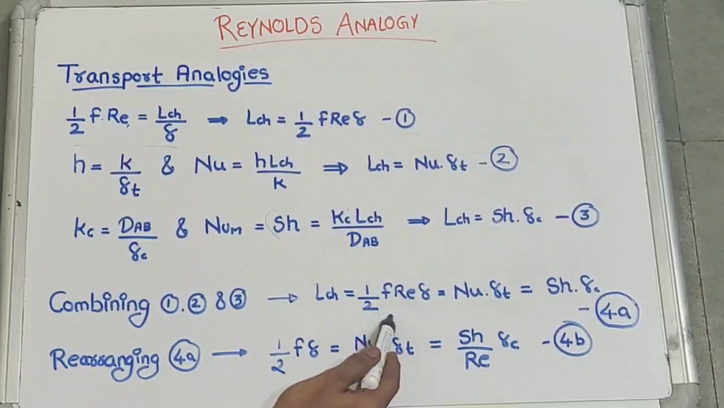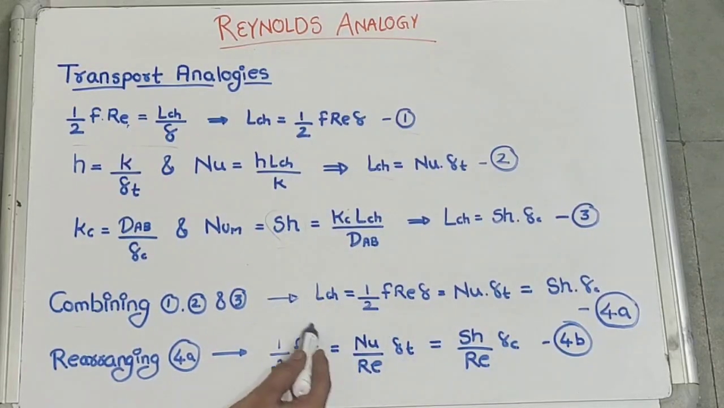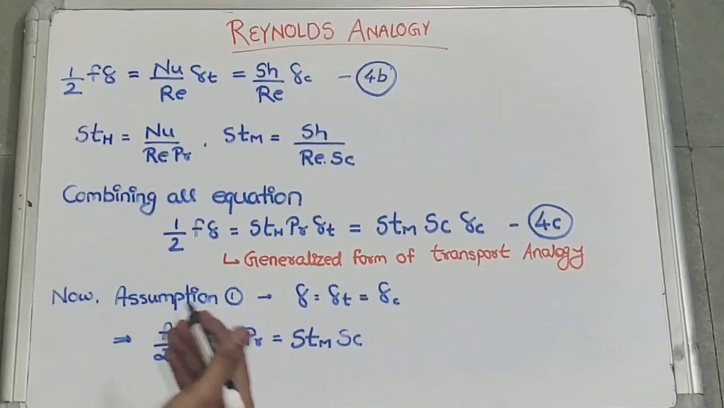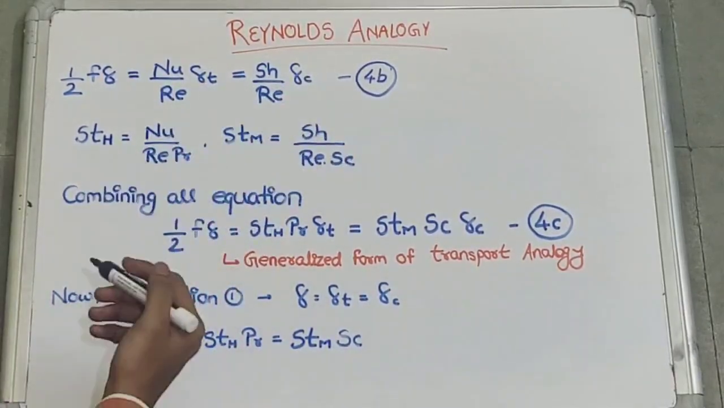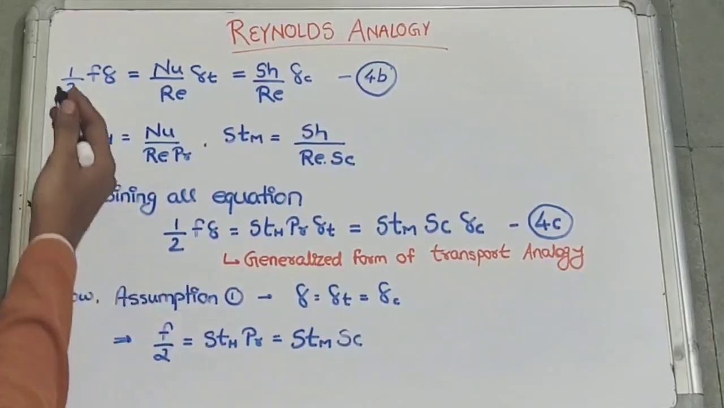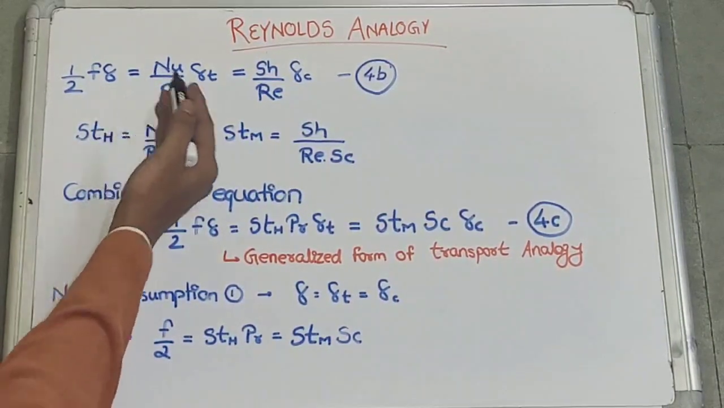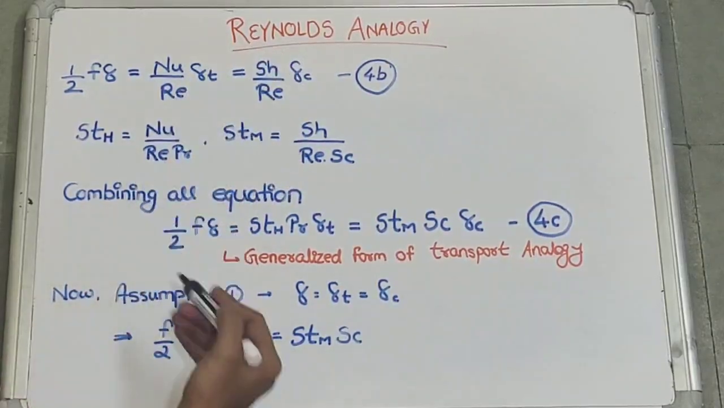Here, if we divide by Reynolds number, it will get cancelled. So we are left with half into friction factor into delta. Similarly, here we will get Nu by Re delta T and here Sh by Re delta C. So this will be our equation 4b. Continuing further, we know equation 4b as we have already derived, that is half F delta is equal to Nu by Re delta T is equal to Sh by Re delta C.